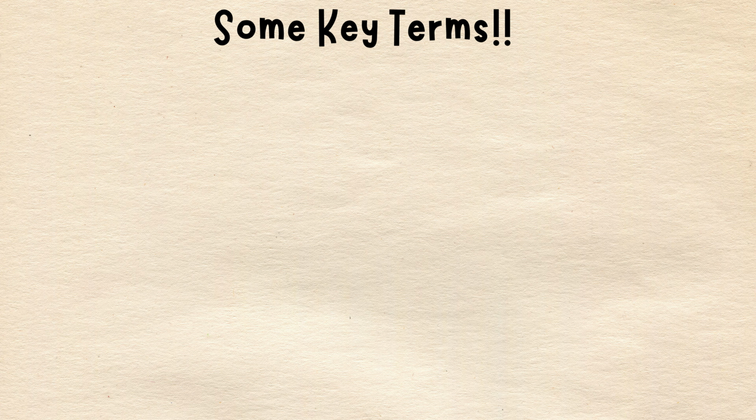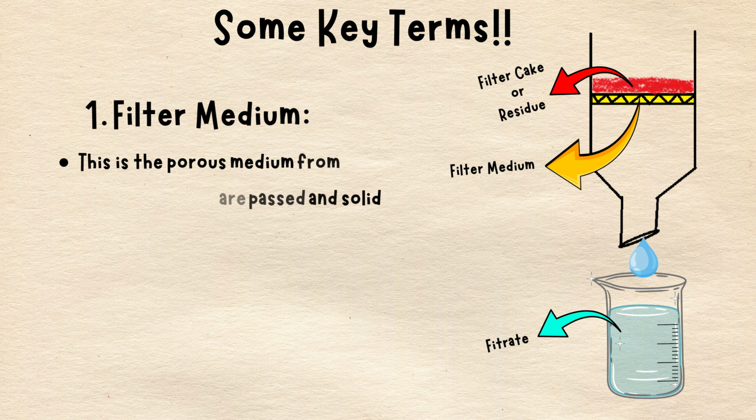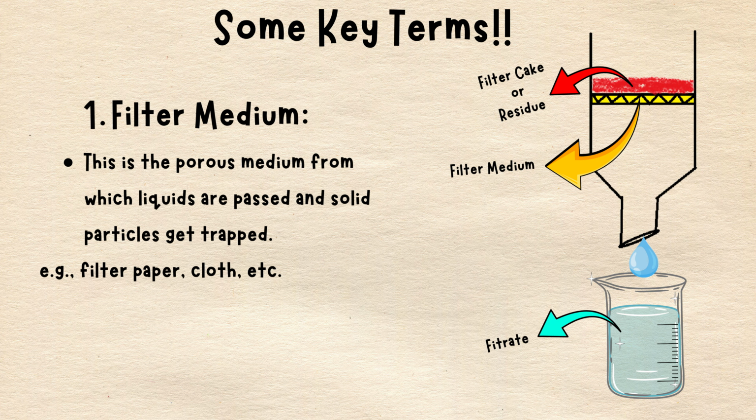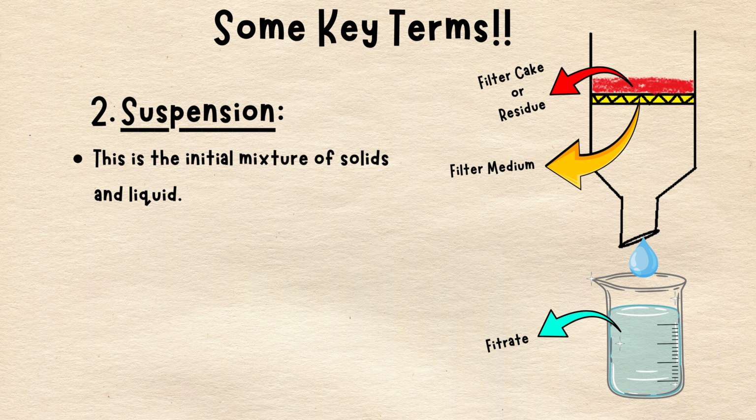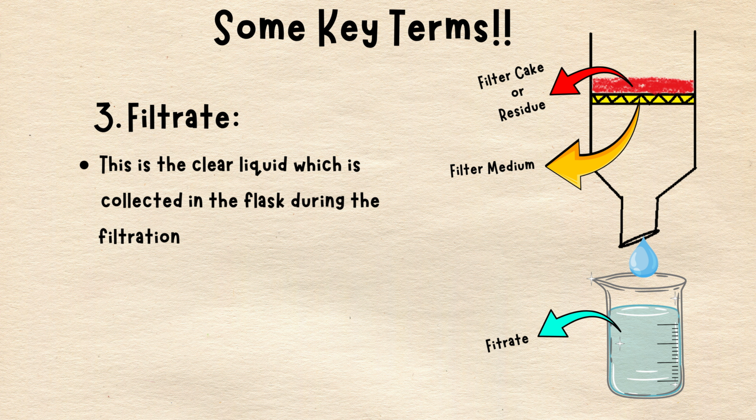Some key terms you have to remember. First is filter medium. This is the porous medium through which liquids pass and solid particles get trapped. Example: filter paper. Next, suspension. This is the initial mixture of solids and liquid which we have to separate. Next, filtrate. This is the clear liquid collected in the flask or beaker during the filtration.